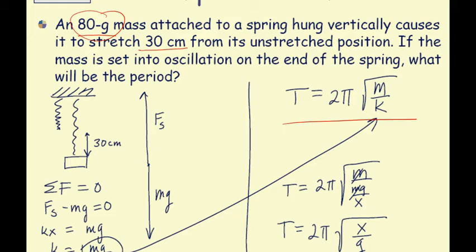My k is solved for by using Hooke's law. We know that the restoring force is equal to kx, and that restoring force is also equal to your mass times gravity. So mass times gravity equals kx. To find our k value, I do mass times gravity divided by x. So in this case, I'm going to end up pulling my 2 pi square root of my x, which is 30 centimeters or 0.3, divided by 9.8.